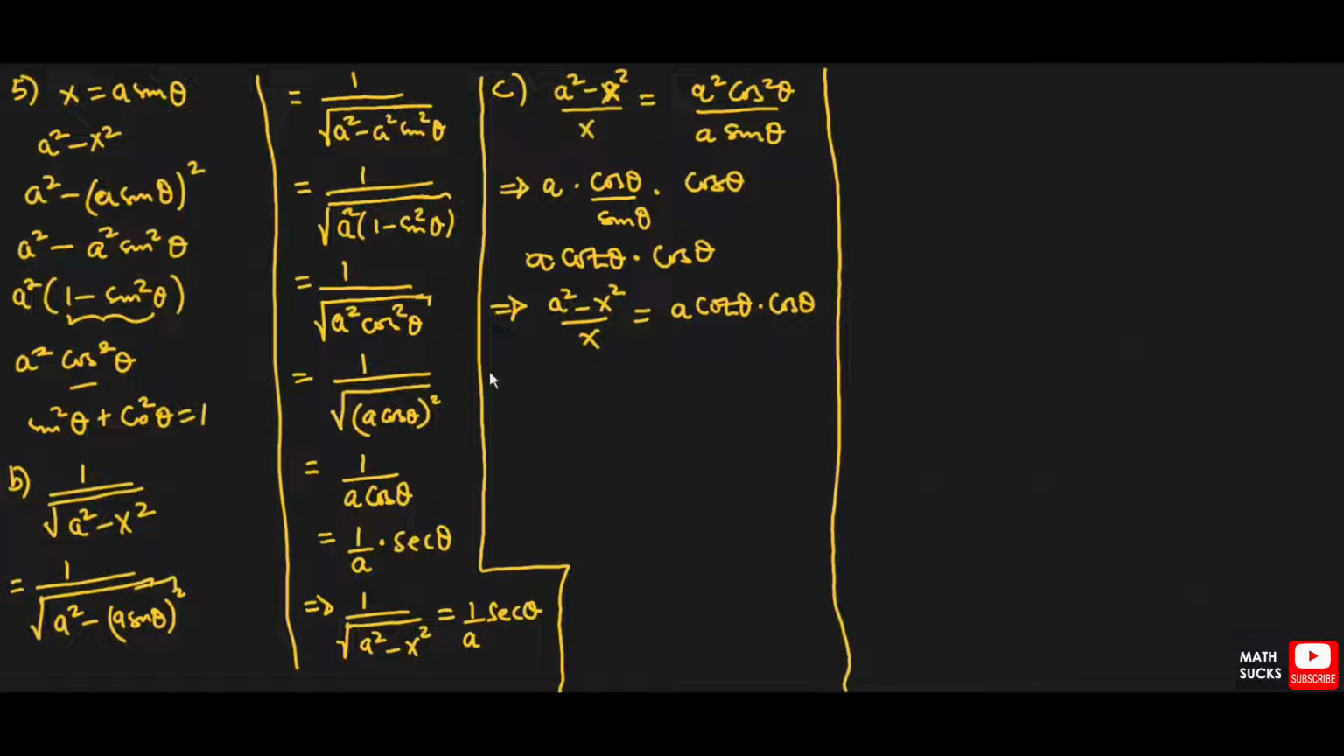Then let's try to look at number 6. Number 6 involves the substitution of y is equal to b cot of theta. Then we simplify. So the first part is very easy. Part A is very easy.